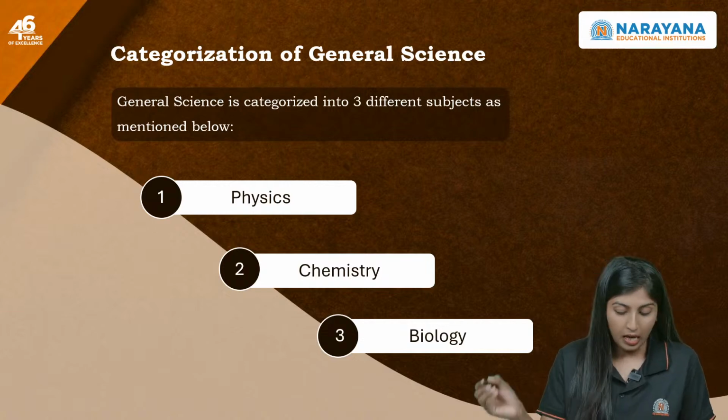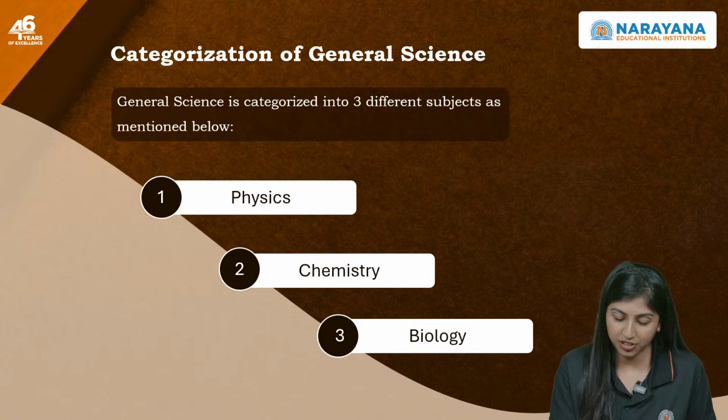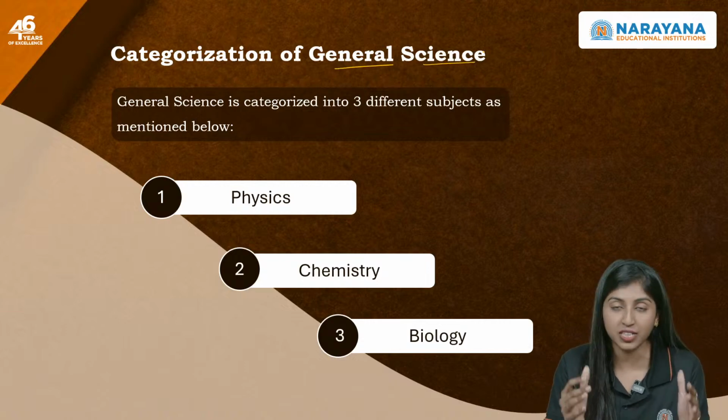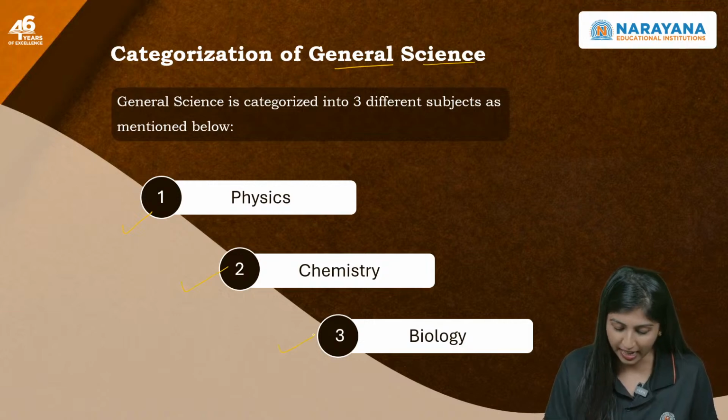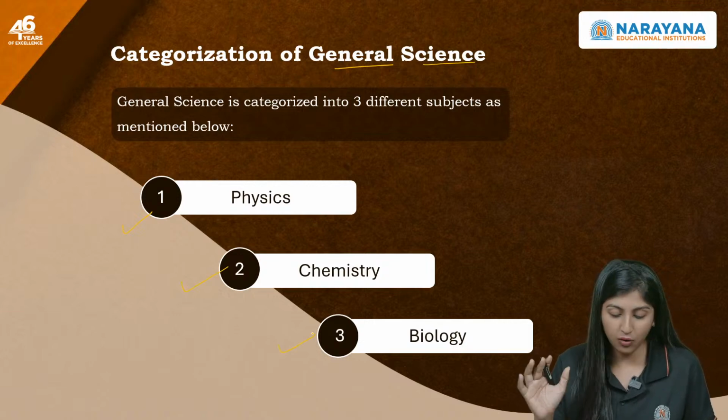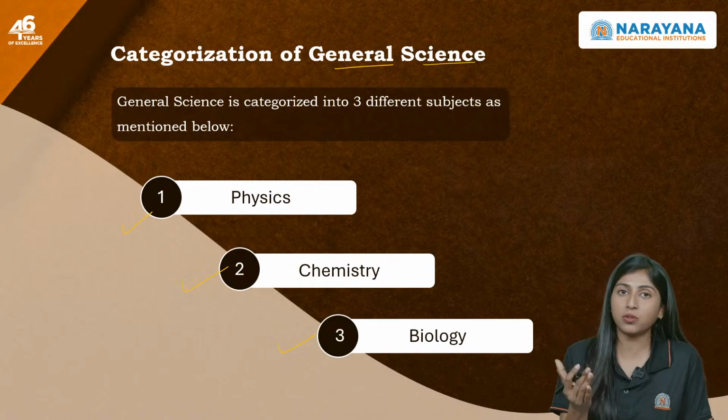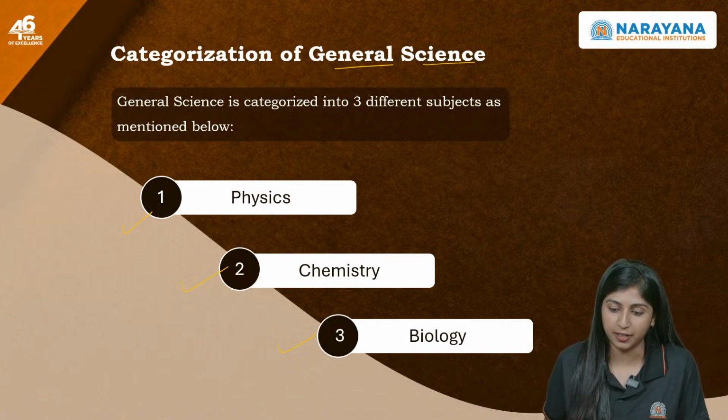So, how have we divided general science? General science has been divided into three different categories, that is physics, chemistry and biology, right? Now let's quickly see how we have distributed the marks.